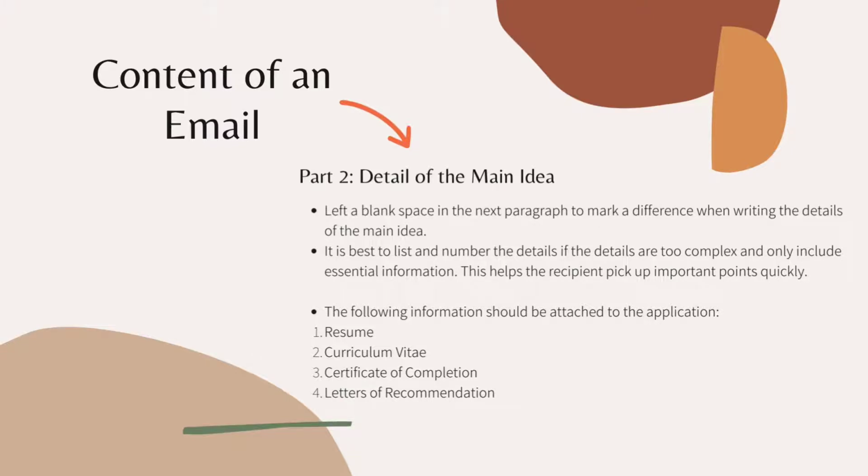If there are too many details to be included, it is best to list and number the details. It will help the recipient to understand each point better and definitely ease the reading. Here is an example of details that shows how to indicate a list of information. The following information should be attached to the application: 1. Resume, 2. Curriculum vitae, 3. Certificate of completion, 4. Letters of recommendation. From the example, it really helps the recipient pick up important points quickly and also serves as a checklist.